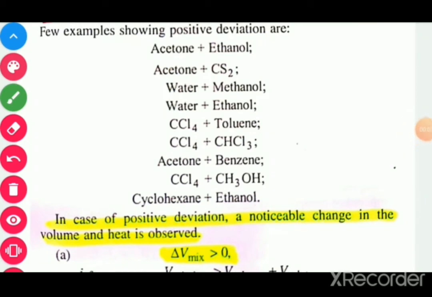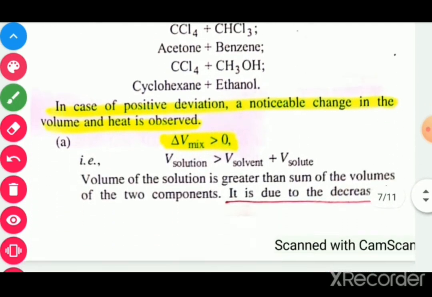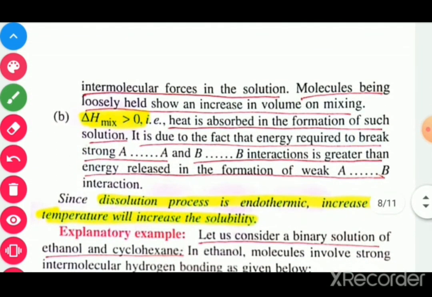In the case of positive deviation, a noticeable change in volume and heat is observed. First, the change in volume of mixing is greater than 0. That is, the volume of the solution is greater than the volume of solvent plus the volume of solute. The volume of the solution is greater than the sum of the volumes of the two components. It is due to the decrease in intermolecular forces in the solution. Molecules being loosely held show an increase in volume on mixing.